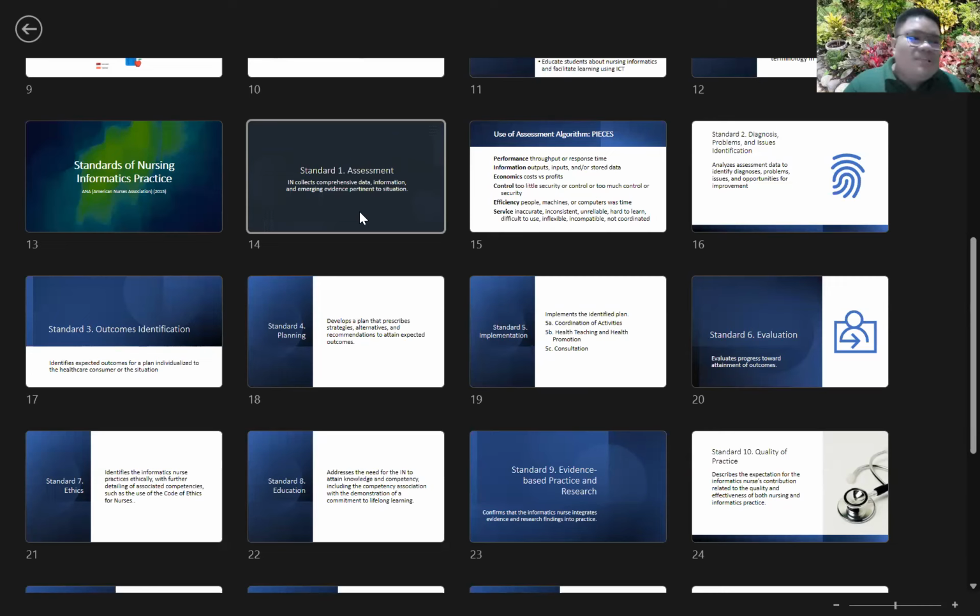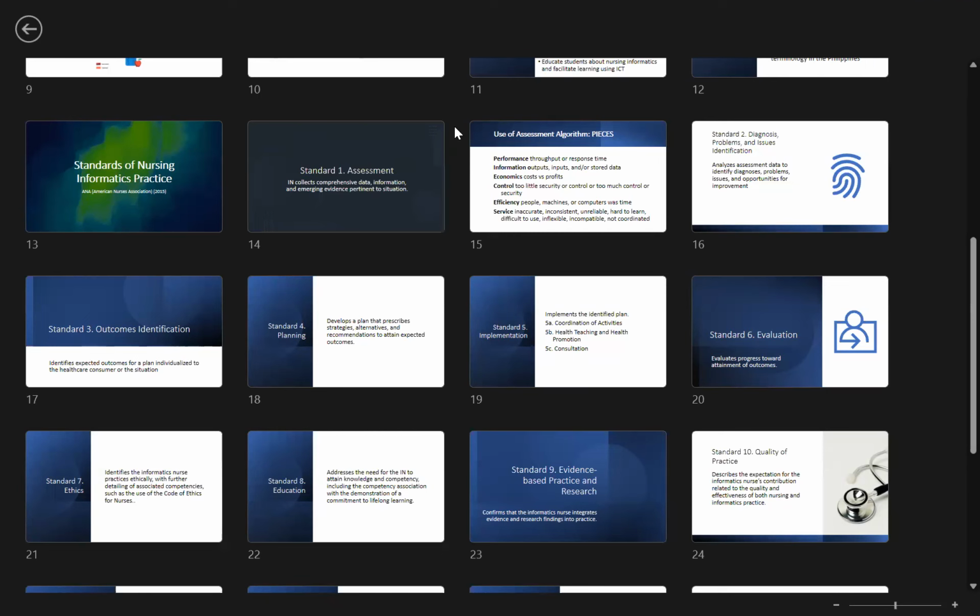Okay? And this standard is actually prescribed by the American Nurses Association. There is no Philippine counterpart yet. Okay? Wala pang Philippine counterpart. Pero baka by the time that you are practicing, there is already a Philippine counterpart that you need to study. Okay? So again, these standards are guides. Okay, these are guides for you to practice effectively as an informatics nurse.